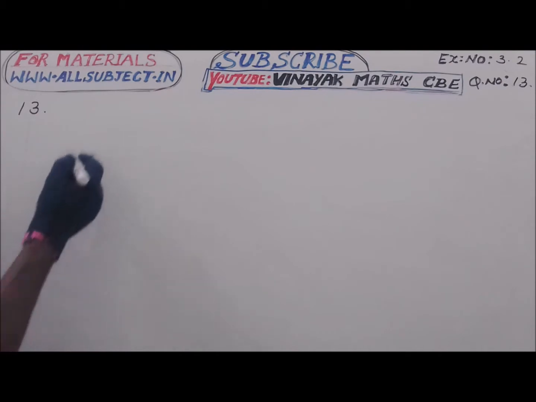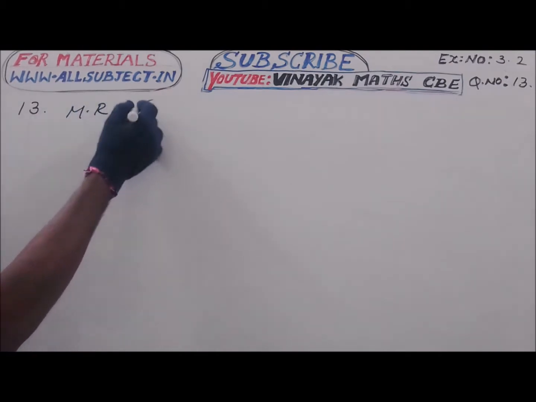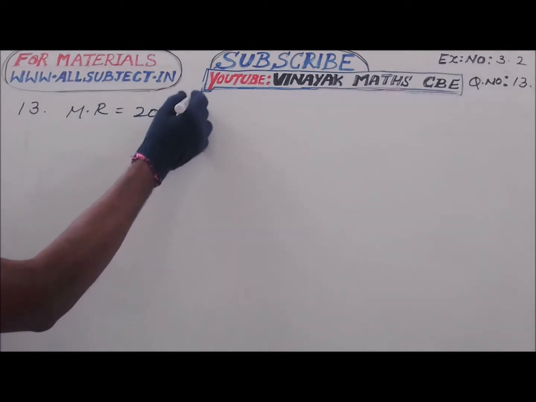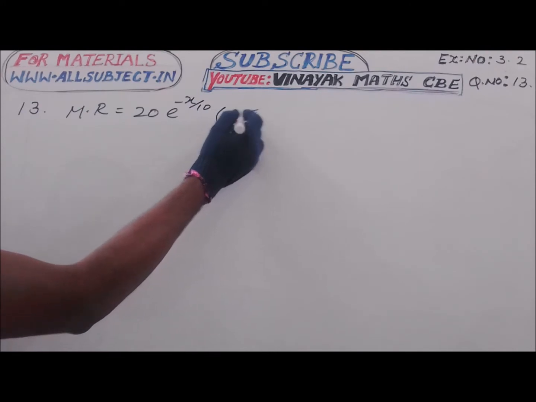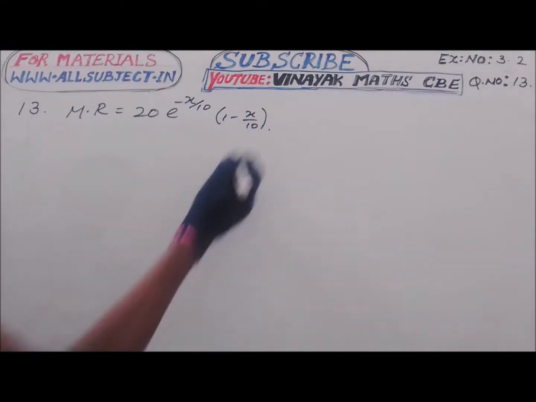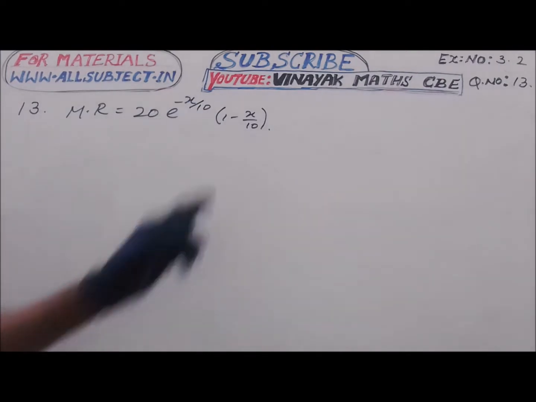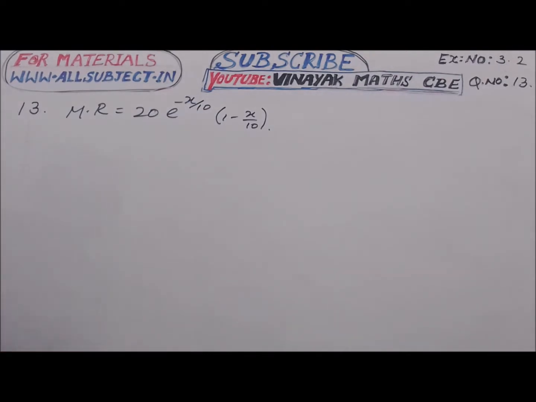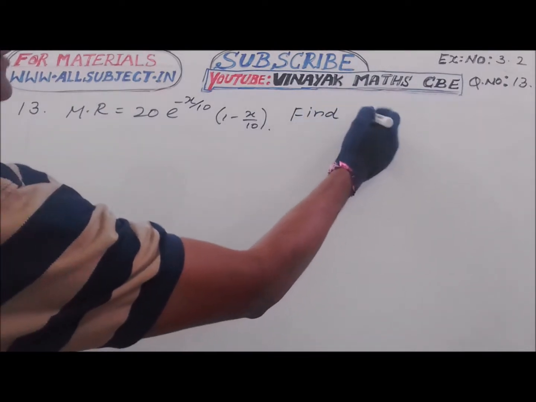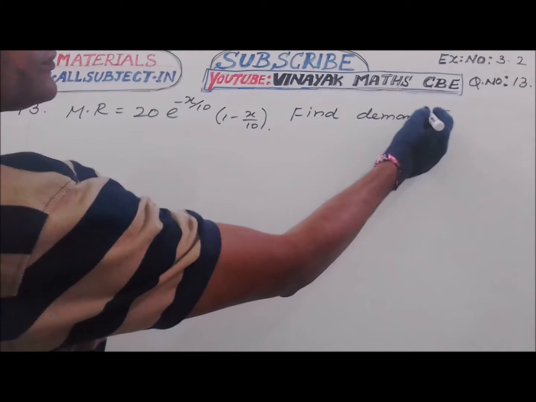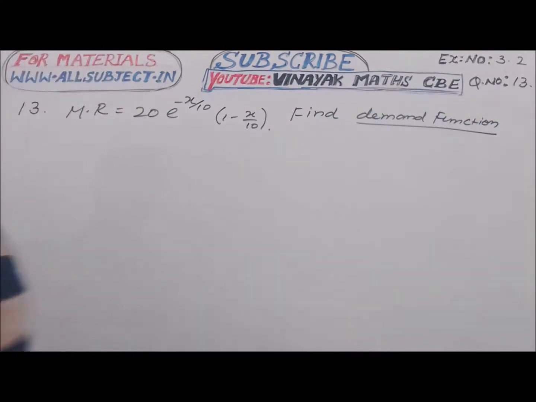Given the marginal revenue function MR equal to 20 e to the power minus x by 10 into 1 minus x by 10, find the corresponding demand function.